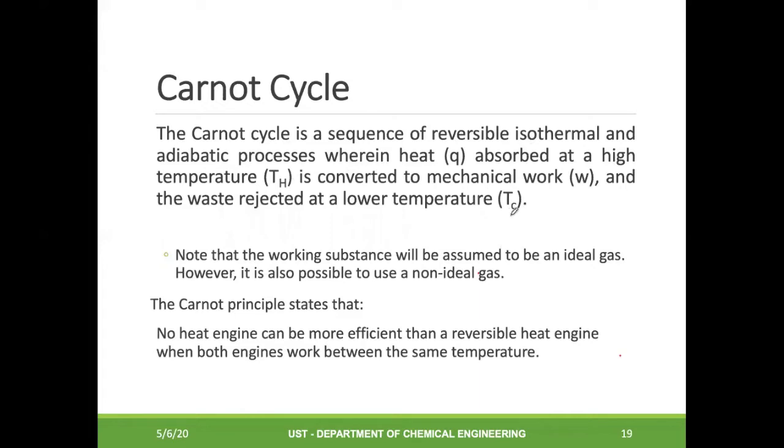So why is the Carnot cycle the most efficient engine possible? Since all of the 4 steps or processes here are reversible, meaning we get the maximum work done by the gas and the minimum work done on the gas. Note that the working substance here will be assumed to be an ideal gas. However, it's also possible to use a non-ideal gas. The Carnot principle states that no heat engine can be more efficient than a reversible heat engine when both engines work between the same temperatures.